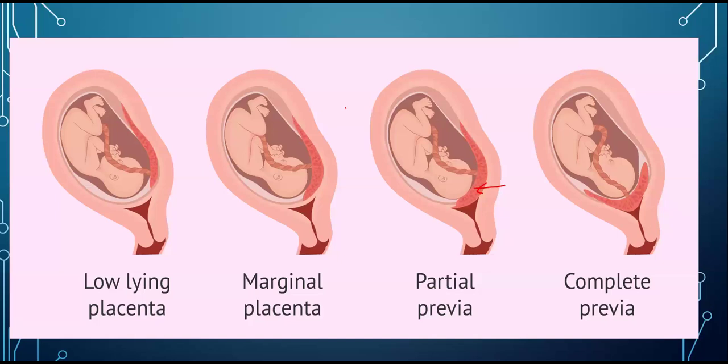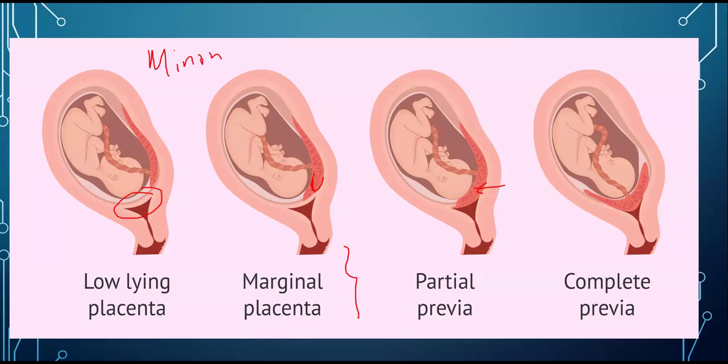There are 4 grades of placenta previa, grade 1 to 4. Grade 1 is low-lying placenta. The placenta is just on the lower side, but it's not covering the os. Marginal is actually up to this, so it's just at the edge of the os. These two, grades 1 and 2, are called minor placenta previa.